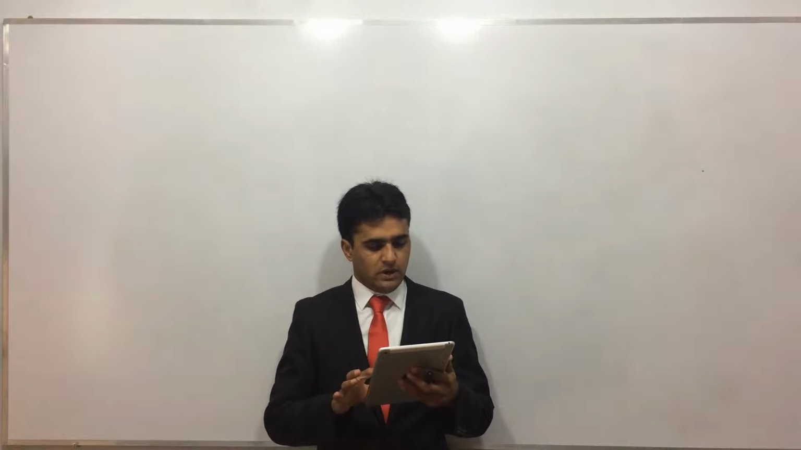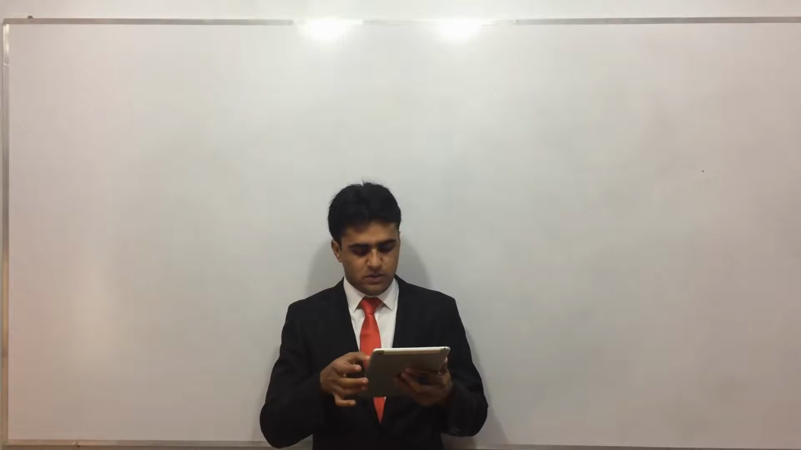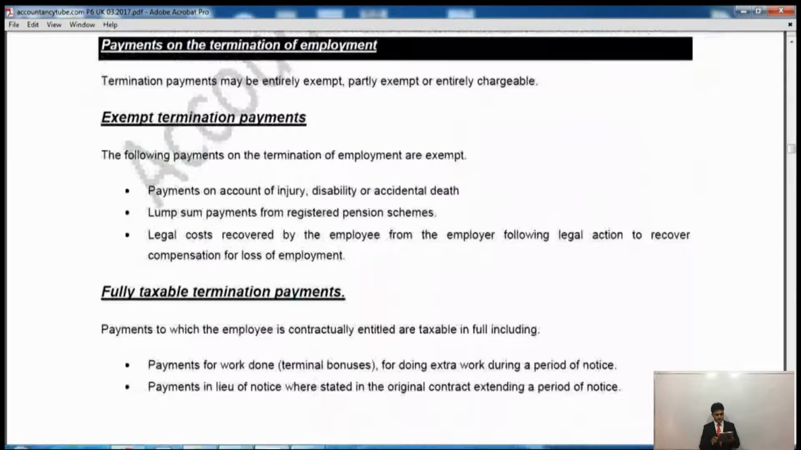I'll just share the screen with you. As you can see on the screen, at the end of page 24, just beneath the last scheme, share incentive plans, which was seen in the last lesson, here you go: payment on termination of employment. Termination payments may be entirely exempt, partially exempt, or entirely chargeable. So there are three types of them: one is fully taxable, another is partially taxable, and the third is totally exempt.